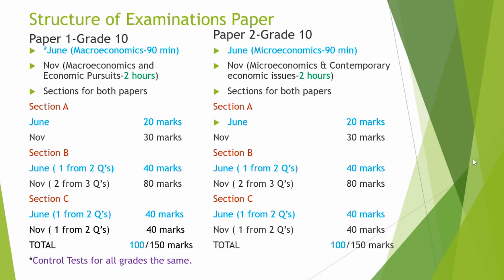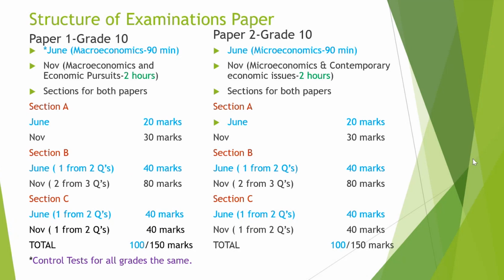But overall, from grade 10 November, grade 11, throughout grade 12, throughout the economics paper, section A will consist of 30 marks. That is paper 1 and paper 2. Section B, the learners must choose. They must do 2 from 3 questions. And you can see there it is 80 marks because it is 2 questions. 80 divided by 2 gives you 40 marks per question.